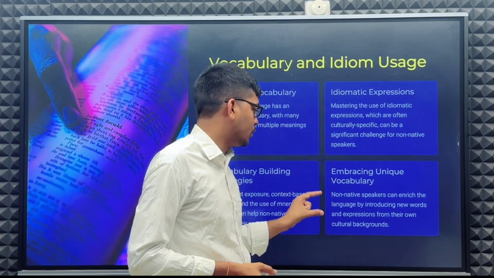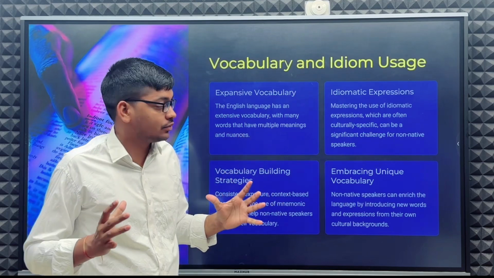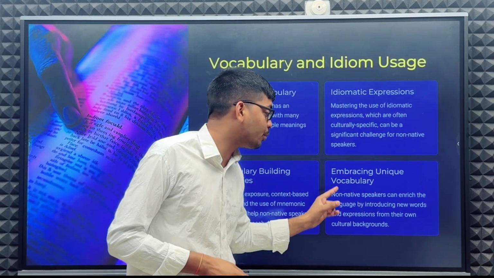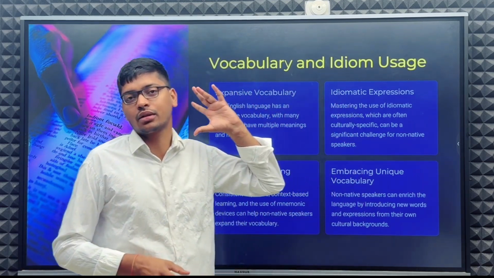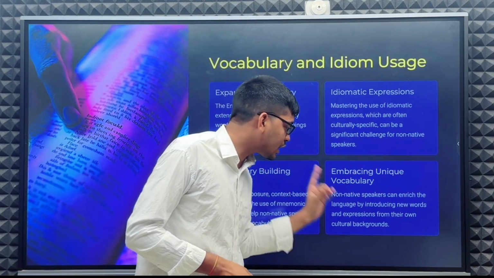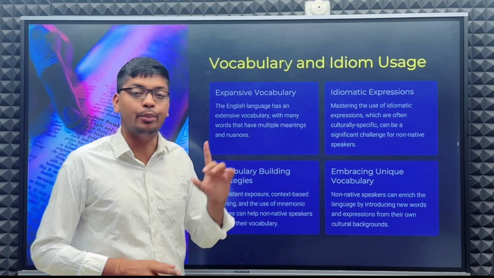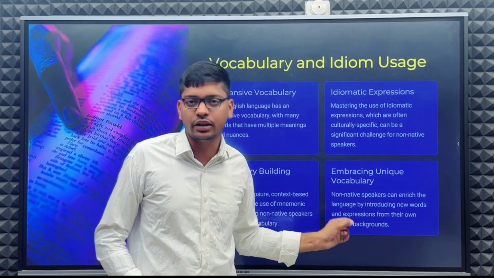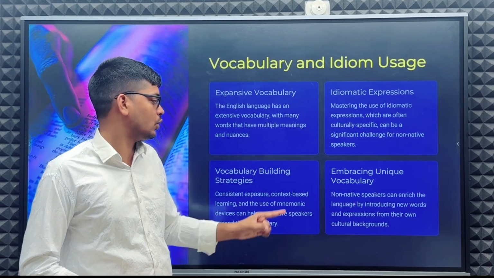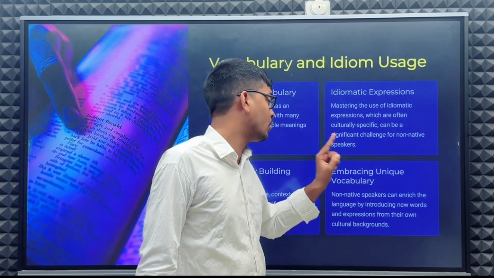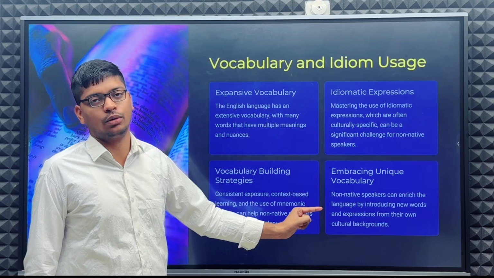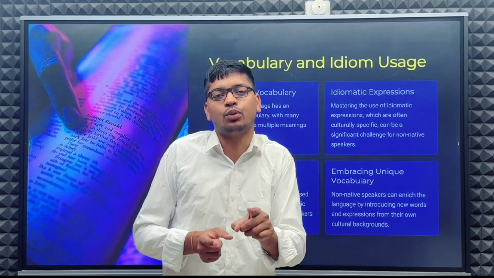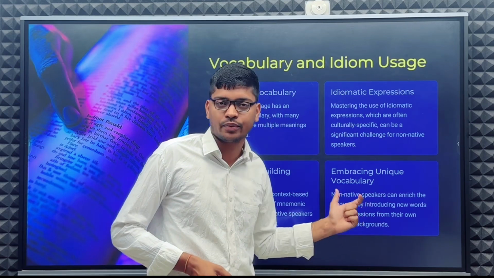Embracing unique vocabulary: non-native speakers can enrich the language by introducing new words and expressions from their own cultural backgrounds. This is important here. Expressions from their own cultural backgrounds. Okay, this is very important. You can easily improve your vocabulary using this method.